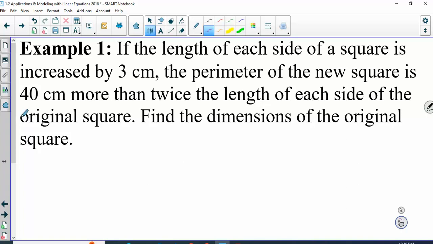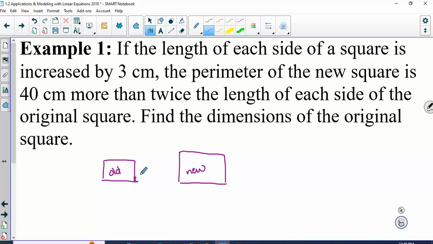So we have to slow down. So if the length of each side of a square, stop. What could I do? Draw a square. Is increased by 3 centimeters. So what just happened to my square? So now I'm going to draw a bigger square. Pretend my squares are, I'm out of practice writing on my slate after the summer. Alright, so this was my old square. Here's my new one.